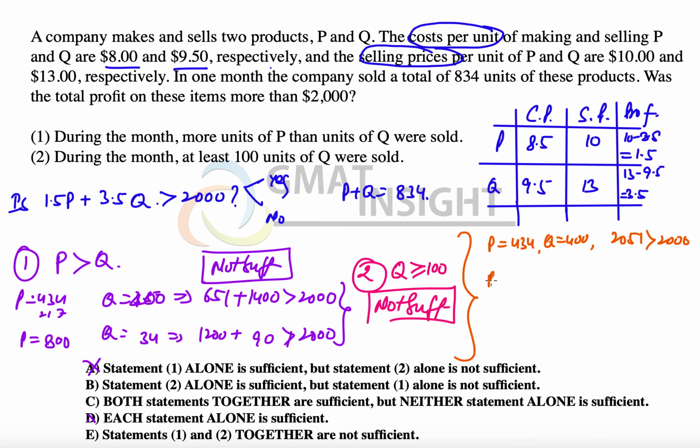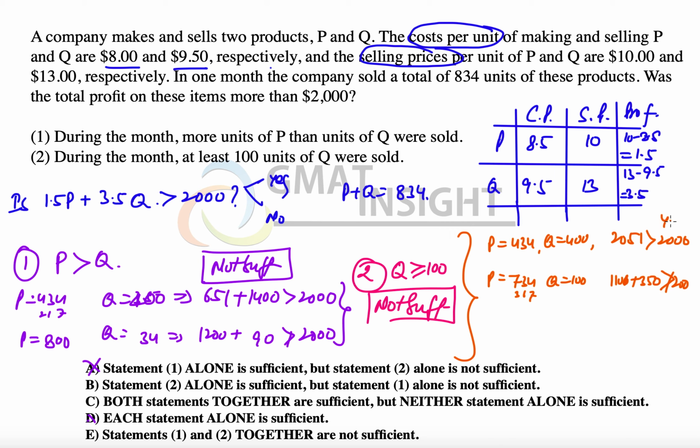Now if we take Q equal to 100 while P is equal to 734, let's quickly do the calculation. 734 multiplied by 1.5 is 1100 plus 1.5 times 34 gives 1101, plus 3.5 multiplied by 100, which is 350. The sum is 1451, which is not greater than 2000.